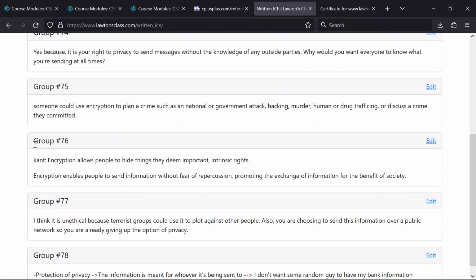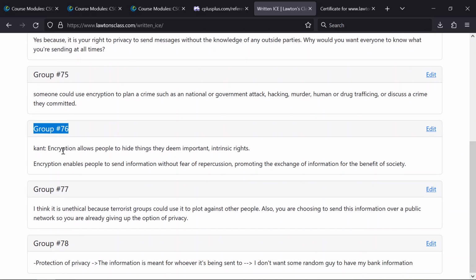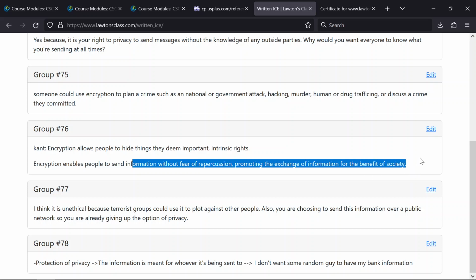Good. Let's look at an even group. Let's skip to 76, let's say. Oh, I like that you looked into Kant. So what would Kant say? Encryption allows people to hide things they deem important. Kant is for individual rights, and you can conclude maybe that he'd be in favor of that. Enables you to send information without fear of repercussion, promoting the exchange of information for the benefit of society.